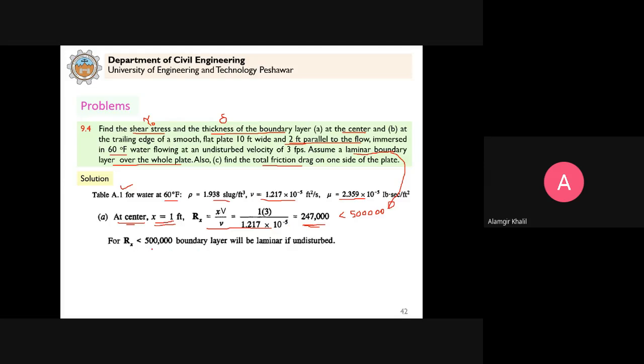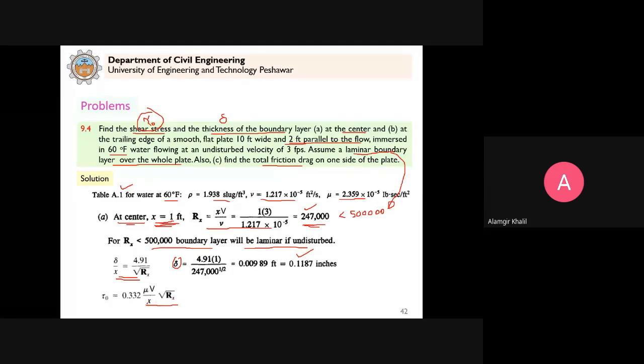Now you can use that expression. Clear? So for a laminar boundary layer, the thickness of the boundary layer is given by this equation. You will calculate Rx, which is already calculated at x equal to 1, and at x equal to 1, the thickness of the boundary layer is given by this value. Similarly, next is to calculate the shear stress. So the shear stress for a laminar boundary layer is given by this expression at a distance x, using Rx and x. So this is calculated as 0.01167 pounds per square feet.